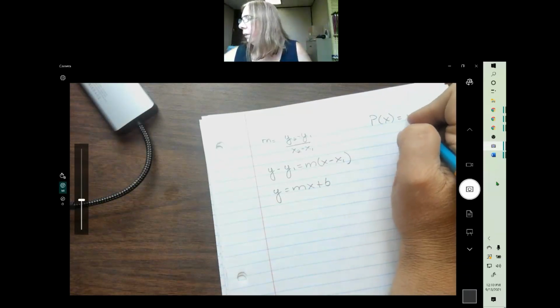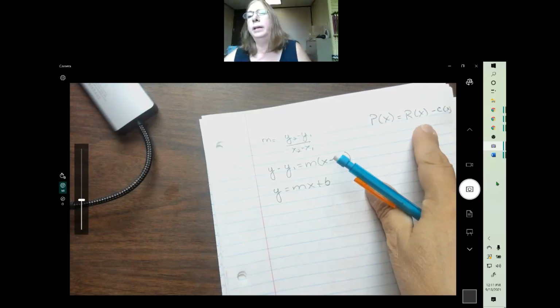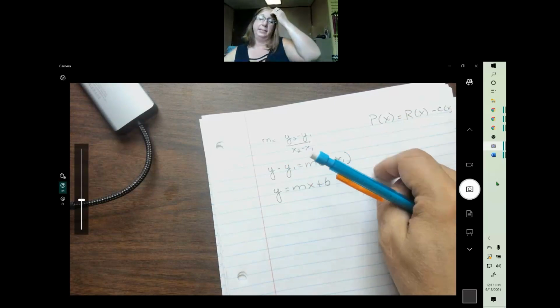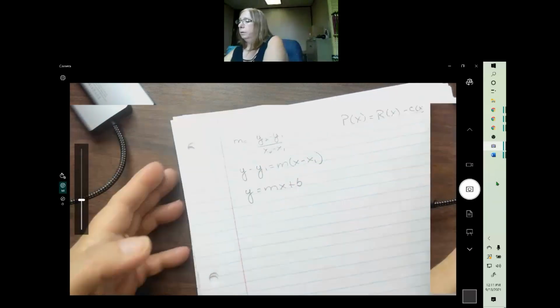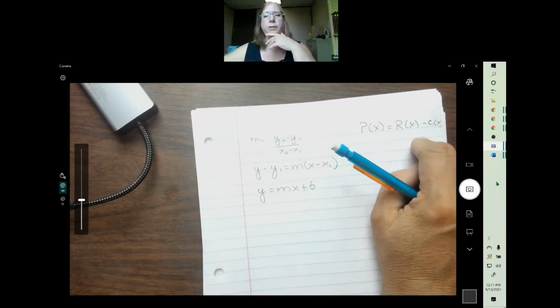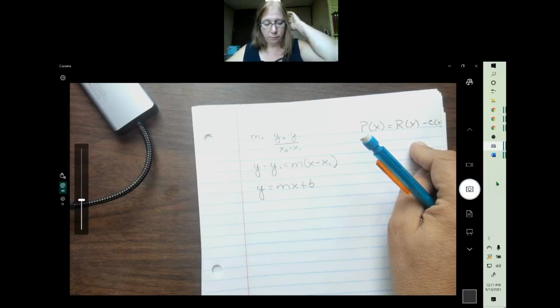Profit is revenue minus cost. We'll use this a lot more later, but on this test, I would probably put the equation there because we haven't used it a lot yet. Slope. I think that's all the formulas.